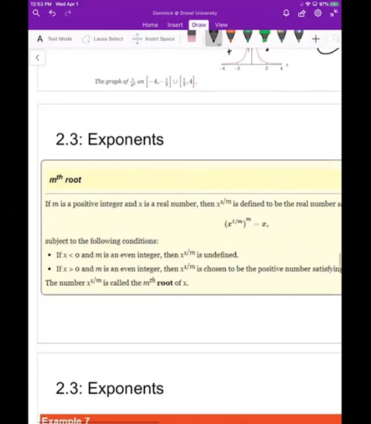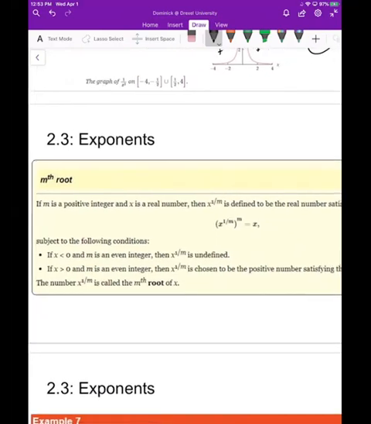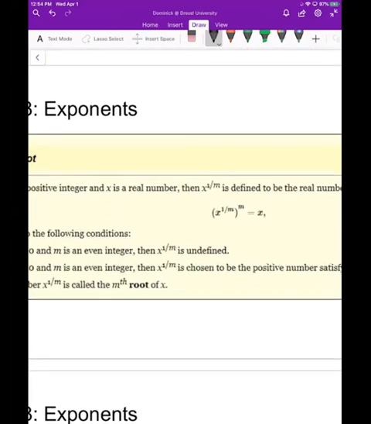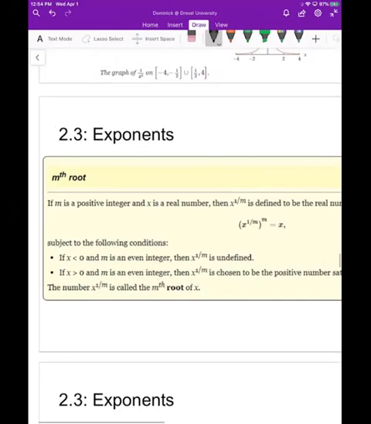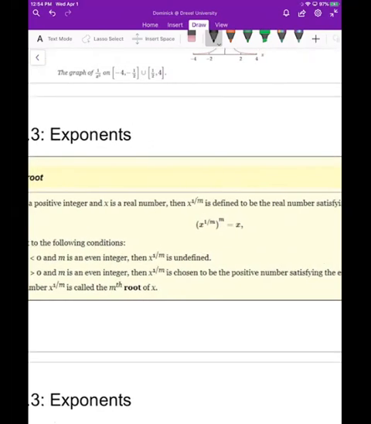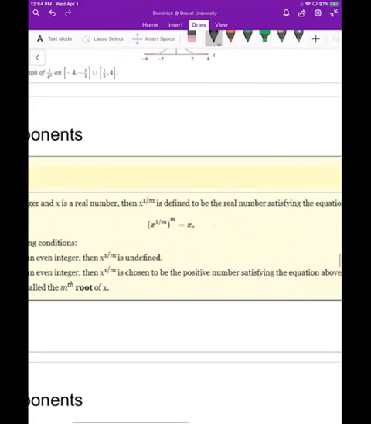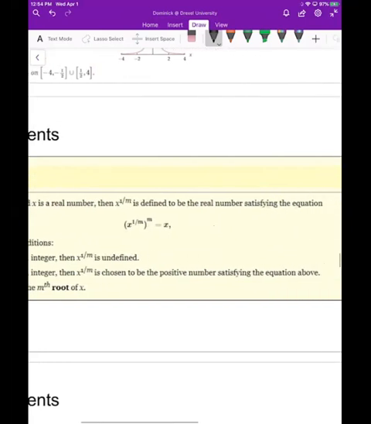Okay. So now we can talk about fractional exponents. One thing that we need to be clear here is that these fractional exponents are sort of related to roots, right? So if we say that we have something like x to the 1 over m, that really means that we're talking about the mth root of x.